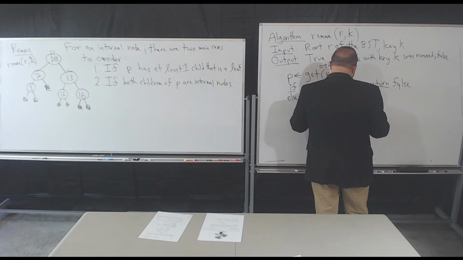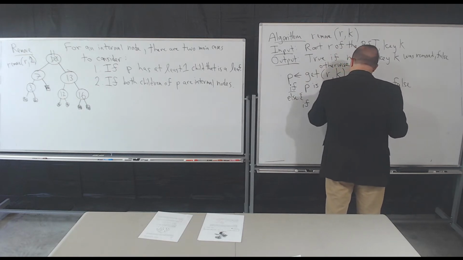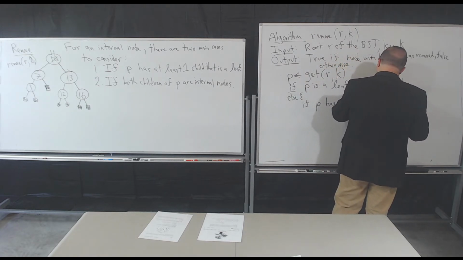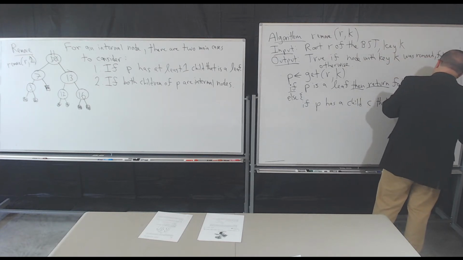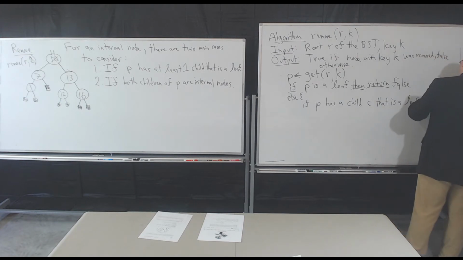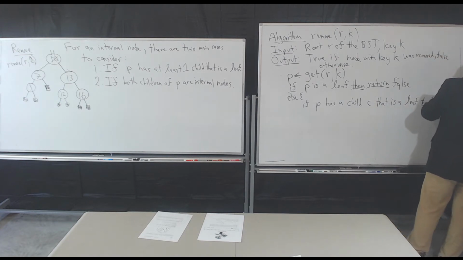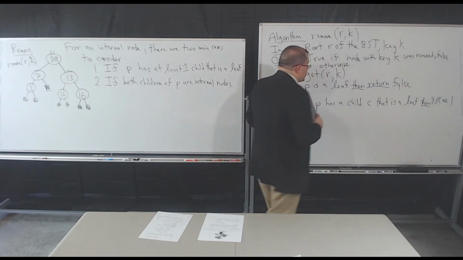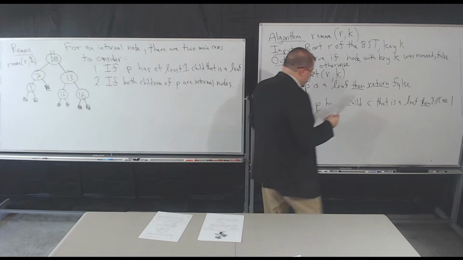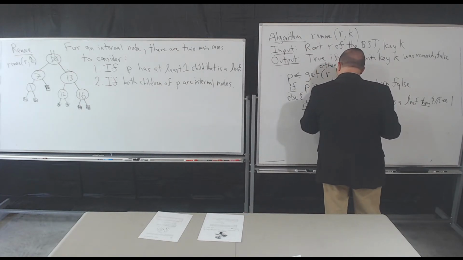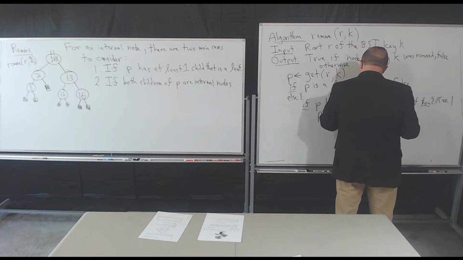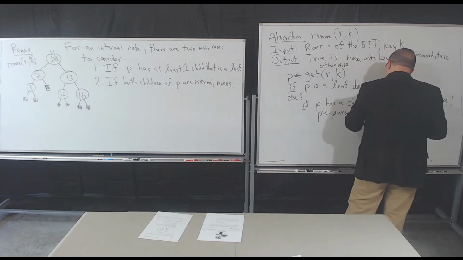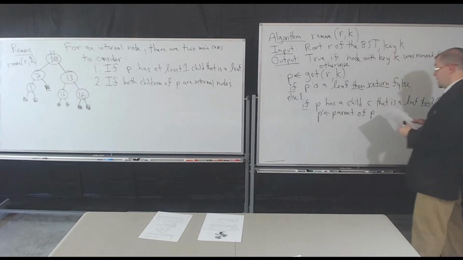So if P has a child, C, that is a leaf. So just as a reminder, this is case number 1. So if I encounter case number 1, what should I do? Well, I need to make sure I hang on to certain things. So I'm going to call P prime the parent of P.